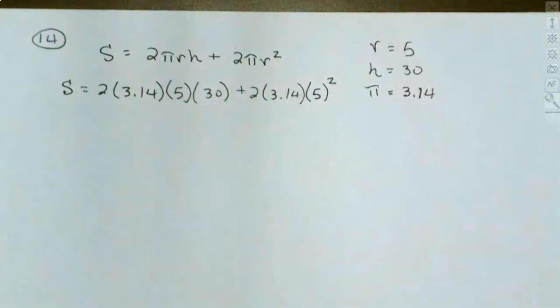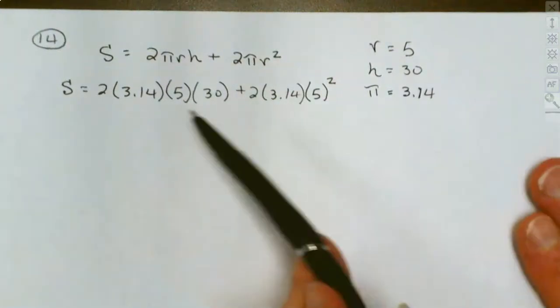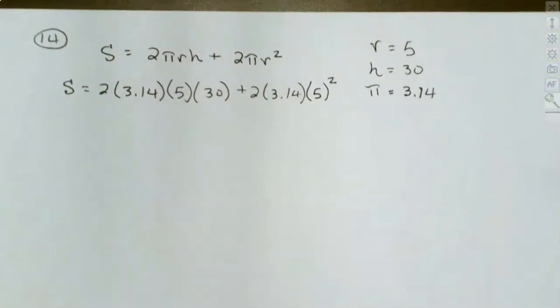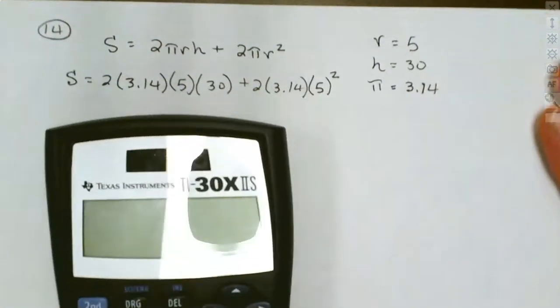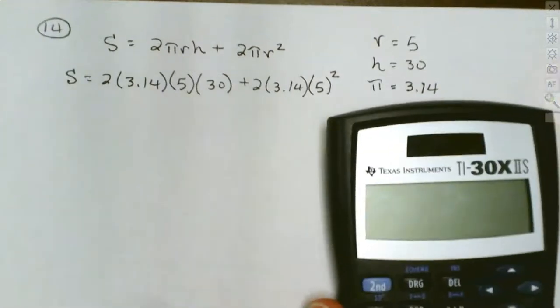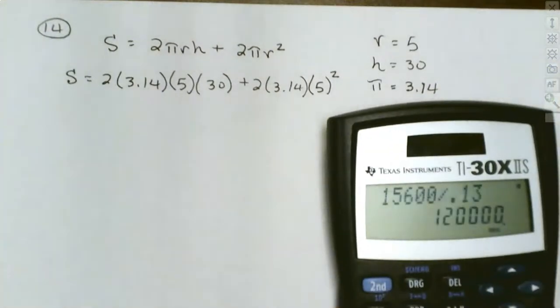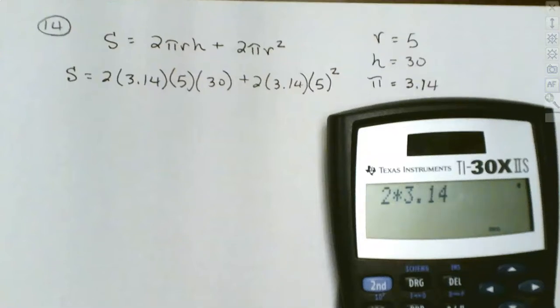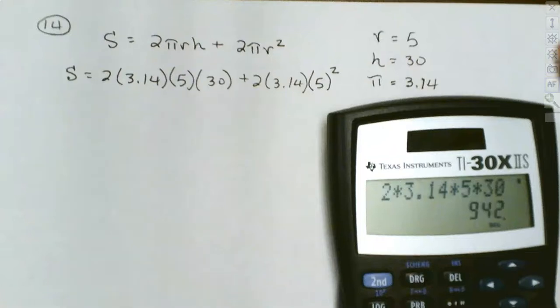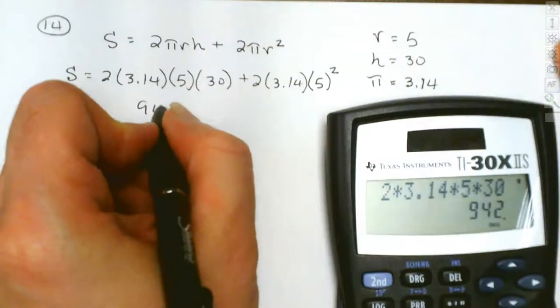We're going to go ahead and work out first our multiplication. Okay, and we'll do that power. So we can go ahead and do all this at once here. So just use your calculator to do all that at once. And let's see what we've got. We've got 2 times that 3.14 times 5 times 30. So that first piece comes out to be 942.